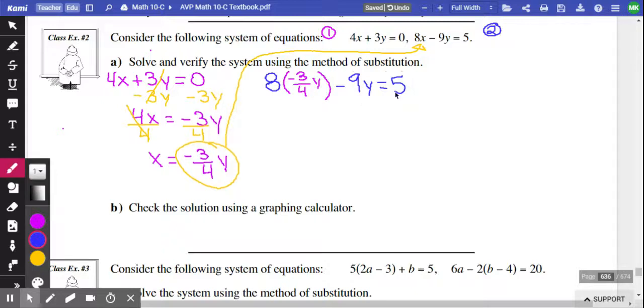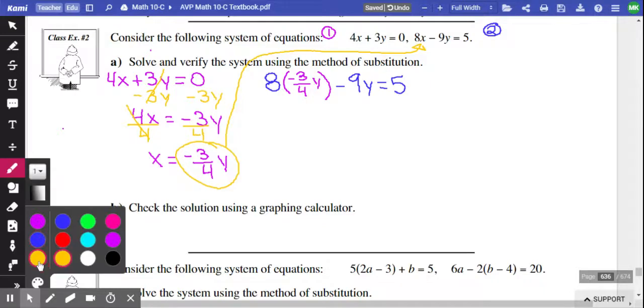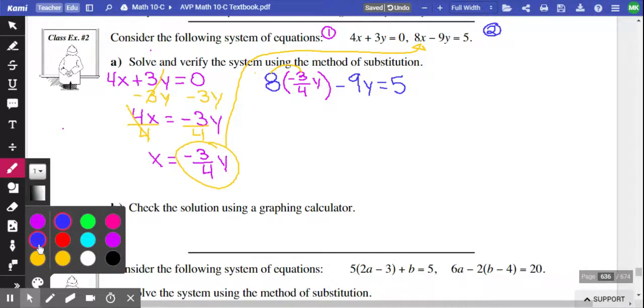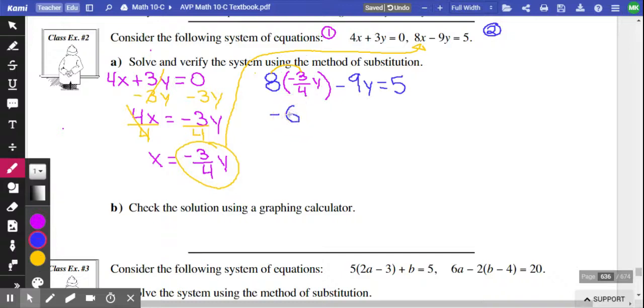After I substitute, I must expand. Expanding this one's a little tricky. So when I multiply this 8 into the brackets, you go 8 times negative 3 and then divide it by 4. You should end up getting negative 6y. Okay, so that's 8 times negative 3 divided by 4.